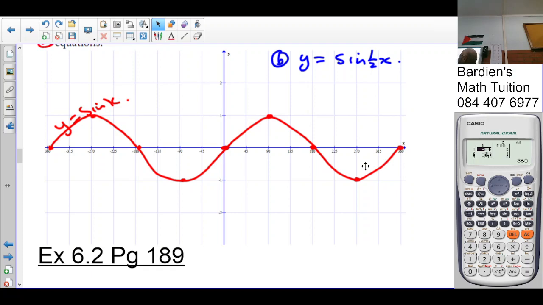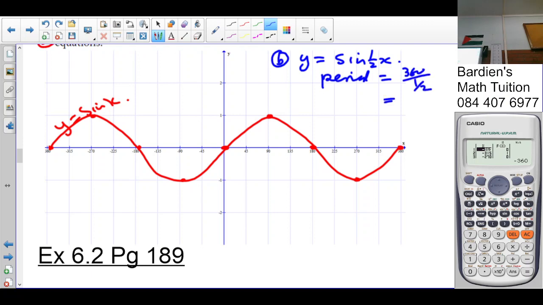So 180. No? But what will the period of this graph be, without drawing this graph now? It's going to be 360 divided by half. And 360 divided by half is what? 720. So it will take 720 degrees to complete one full cycle of y is equal to sine of half x. Does it make sense?